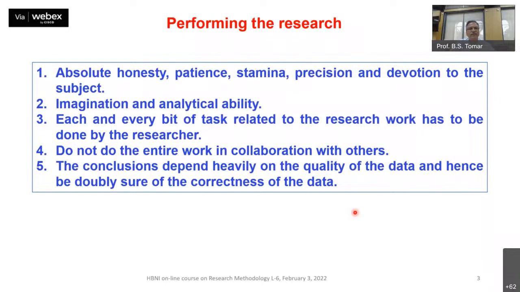And very important is that each and every bit of the task that is a part of your research work has to be done by the researcher. So many a times, you may have a group of co-workers, but if it is a part of your PhD, it's good that you should do it all by yourself. Do not do the entire work in collaboration with others, because at times your work may involve characterization by different techniques. You make a sample, give it to different laboratories for analysis, and then they themselves do the interpretation and you write the paper. You will not get the feeling of that work.